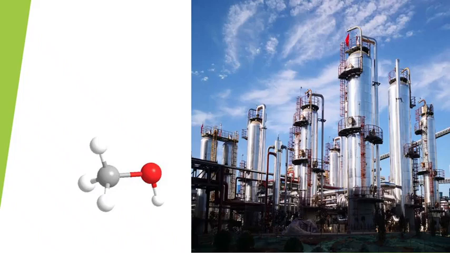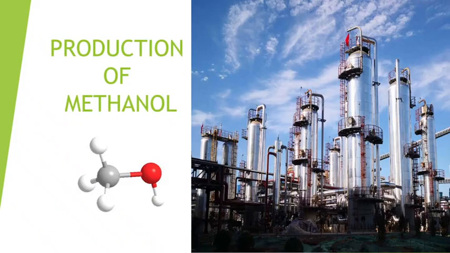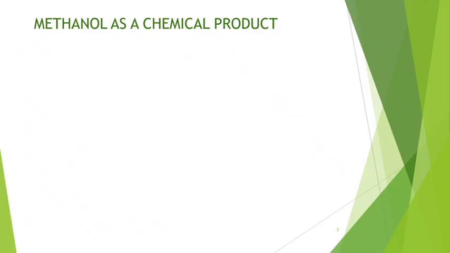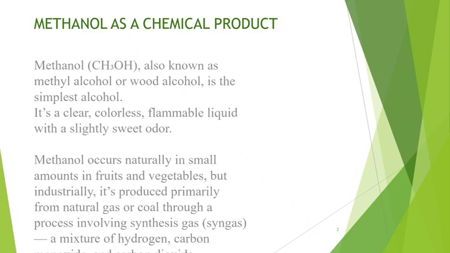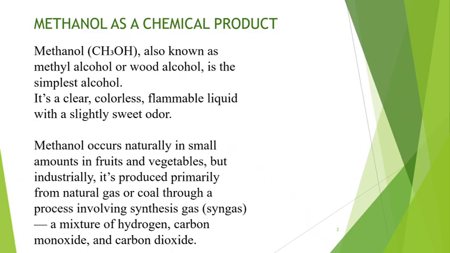This is a presentation on the production of methanol from petroleum coke. Let's begin with methanol as a chemical product. Methanol, with the chemical formula CH3OH, also known as methyl alcohol or wood alcohol, is the simplest alcohol. It's a clear, colorless, flammable liquid with a slightly sweet odor.